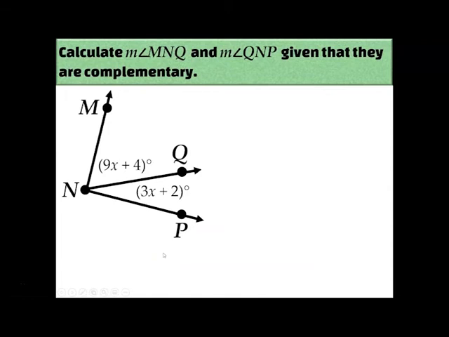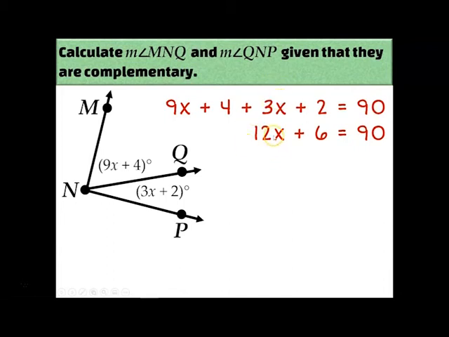Okay, let's kick it up a notch with some algebra. Same idea, except we're going to have to solve for x first. Since we're told in the instructions that these two angles are complementary, I know I can add these two angles together and set it equal to 90 degrees. So 9x plus 4 plus 3x plus 2 equals 90. Combine like terms, 9 and 3 gives me 12, 4 and 2 gives me 6. Subtract 6 from both sides, divide by 12, and I get an answer of x equals 7.